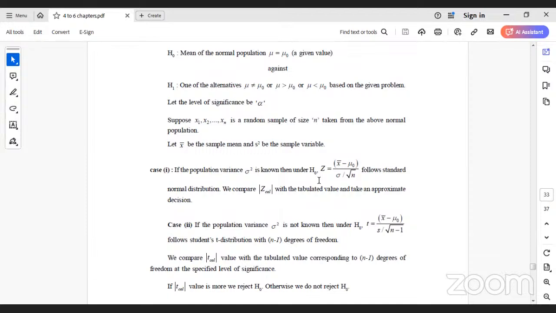So therefore, in case 2, when the population variance sigma square is unknown, under H0, t is x bar minus mu naught by s over under root of n minus 1. We compare the t calculated value with the tabulated value corresponding to n minus 1 degrees of freedom at the specified level of significance. If the t calculated value is more, reject H0, otherwise we do not reject H0.